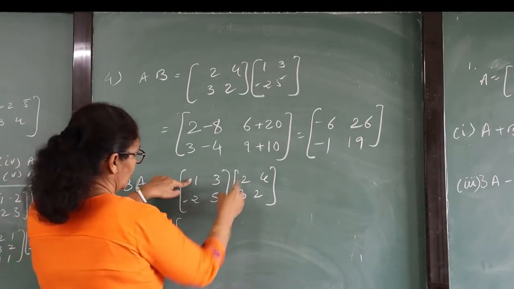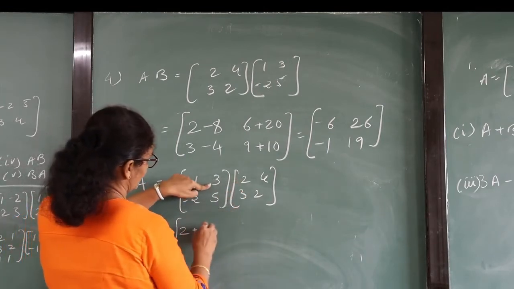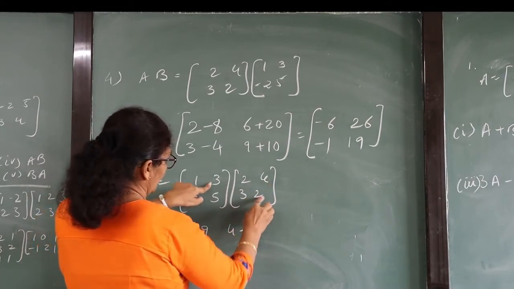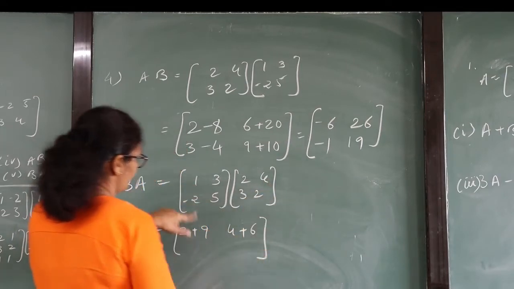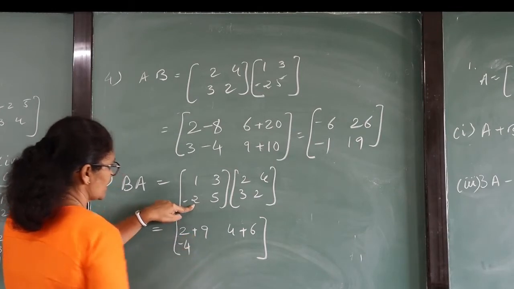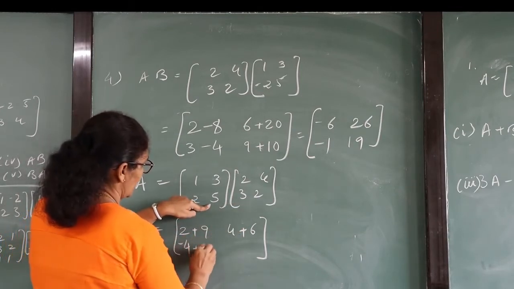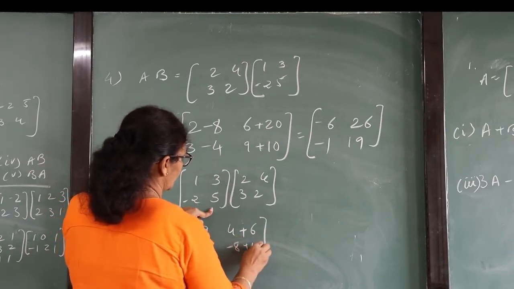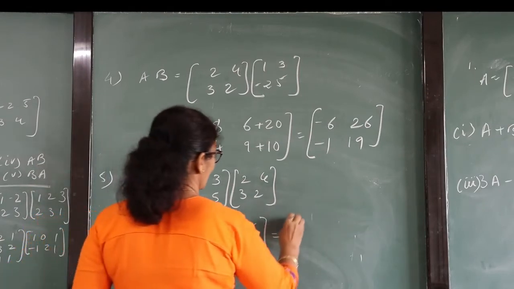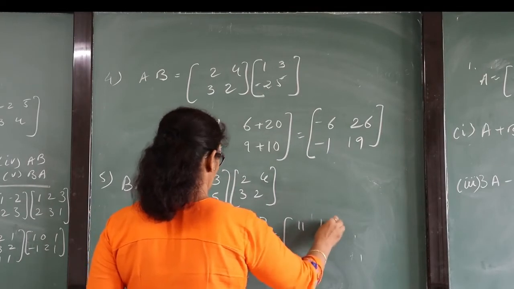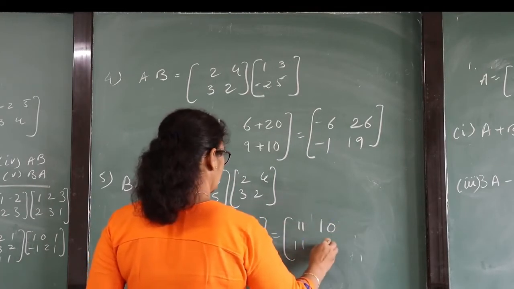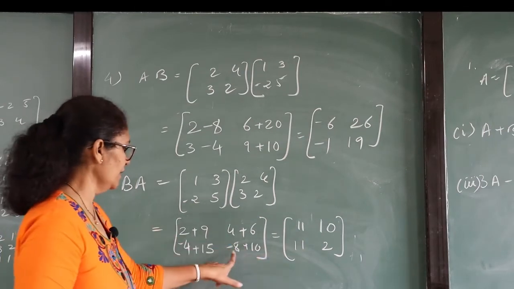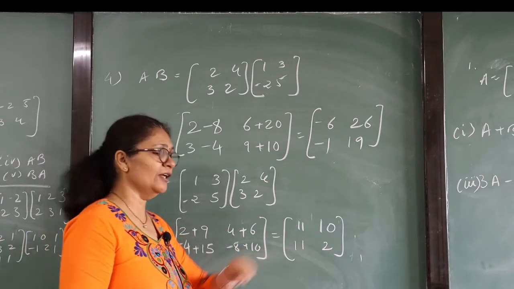Let's multiply. 2 1s are 2 plus 3 3s are 9. Similarly, 4 1s are 4 plus 3 2s are 6. 2 2s are, minus sign means minus 4, and 5 3s are 15. 4 2s are minus 8 and 5 2s are 10. Let's simplify it. Its answer is 11, 10, 11 and 2. Minus 4 plus 15 is 11 and minus 8 plus 10 will be 2.